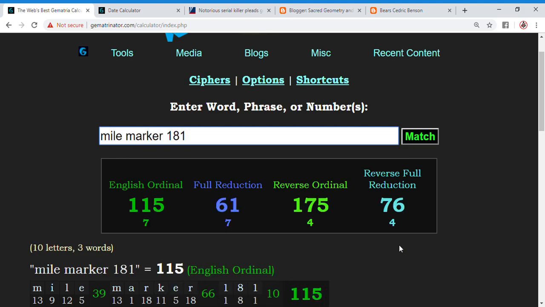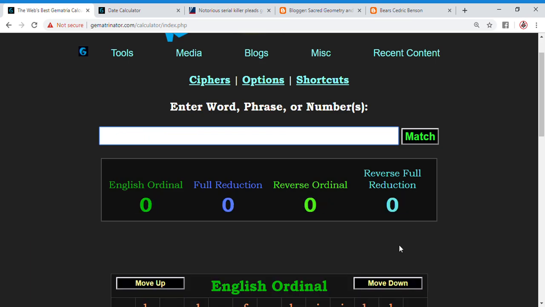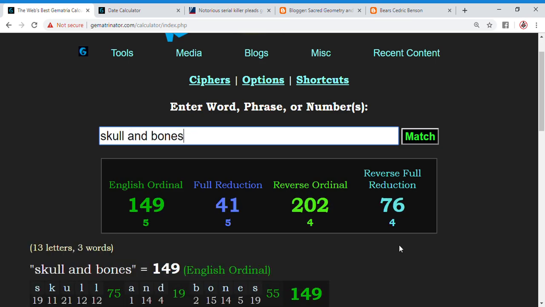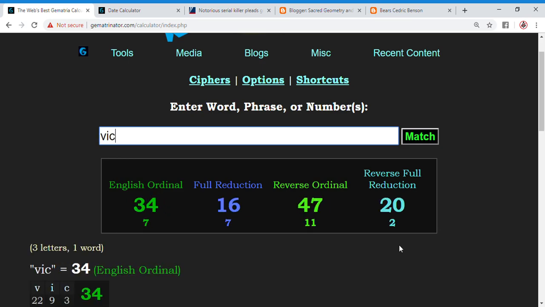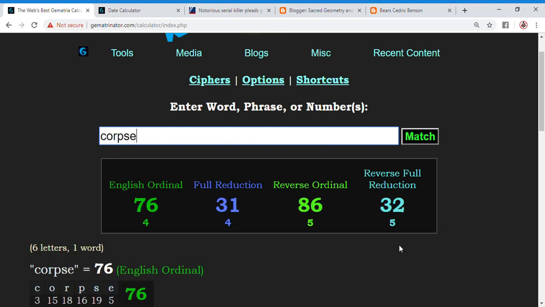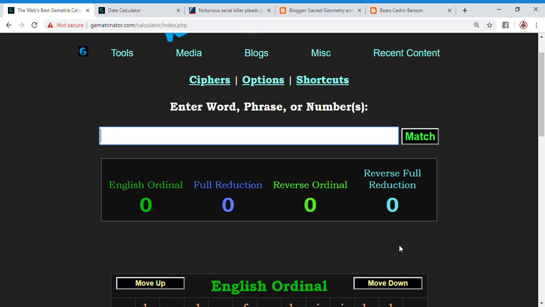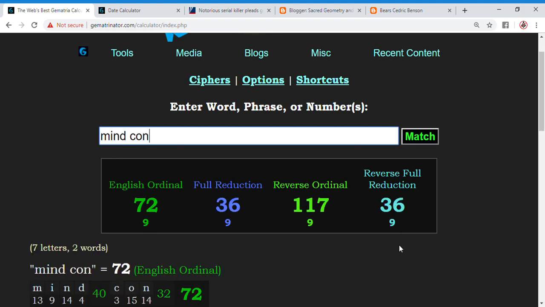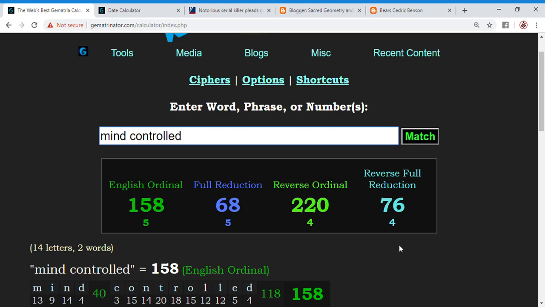Again, like at mile marker 181, like I was just saying, that's also 76. And again, like skull and bones, 76. Like victim, 76. Like corpse, 76. Like mind controlled, 76.